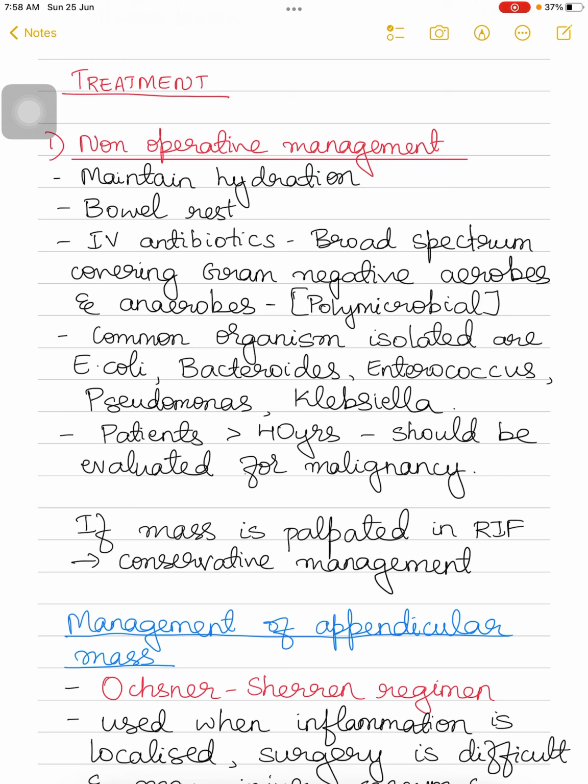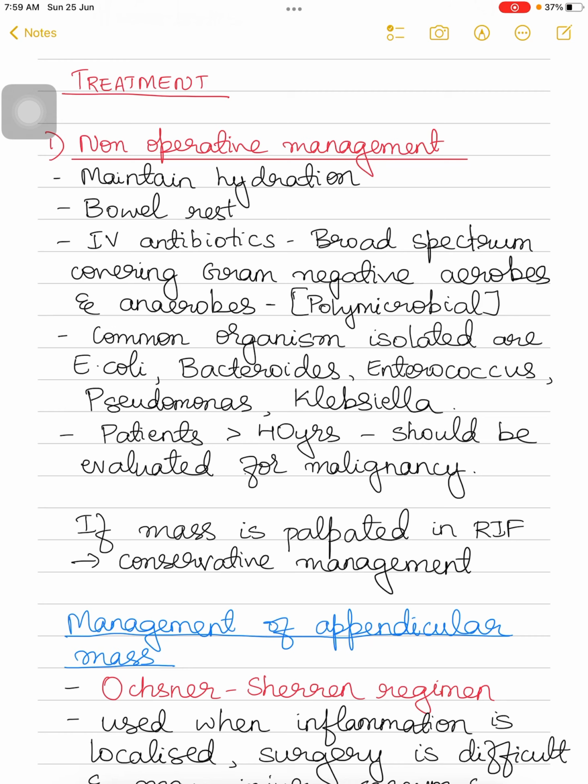Maintain hydration of the patient by giving IV fluids, keep the patient nil per oral, and start them on broad-spectrum IV antibiotics covering both gram-negative aerobes and anaerobes. Since appendicitis is always a polymicrobial infection, the common organisms isolated are E. coli, Bacteroides, Enterococcus, Pseudomonas, Klebsiella, etc.